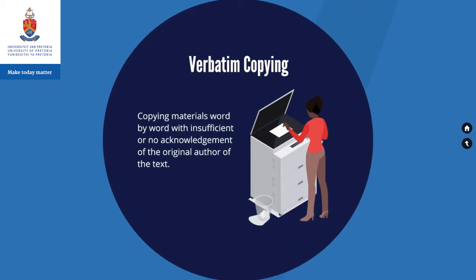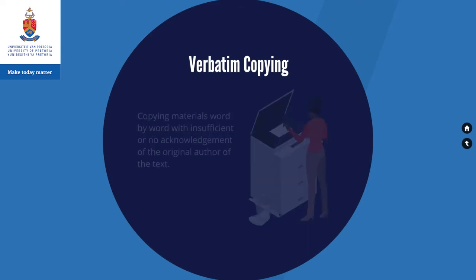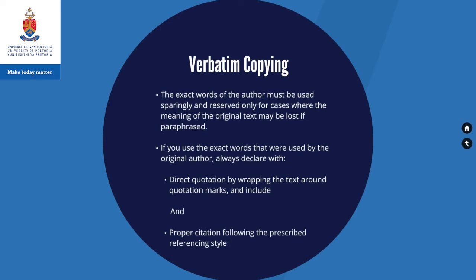Verbatim copying refers to copying material word by word with insufficient or no acknowledgement of the original author. This is simply reproducing the work of others, but presenting it as your own original work, so you become like a photocopy machine. Verbatim copying is a very common and easy to commit offense for many beginners, because all one has to do is simply copy and paste. Copying and pasting text places you at risk, and you should therefore try to avoid doing that.